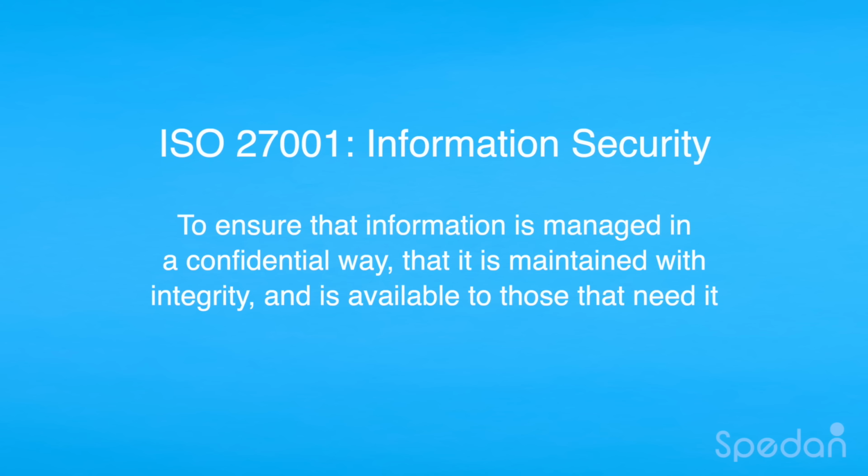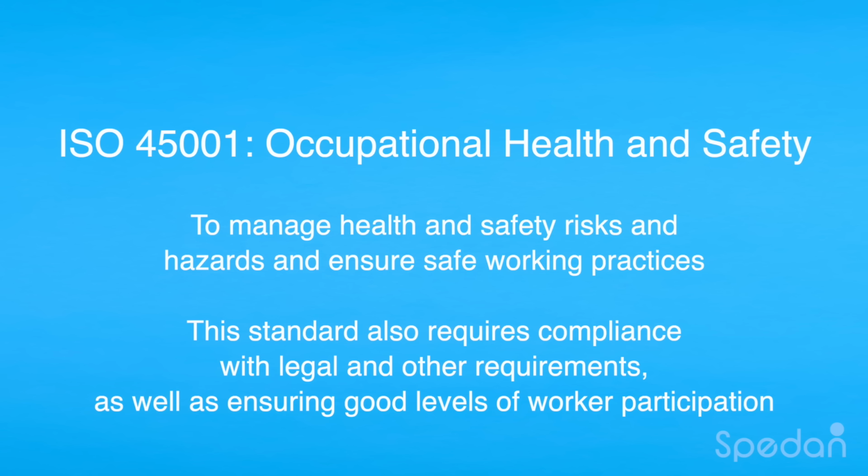With the ISO 45001 system, an occupational health and safety, that system really aims to support you to manage your occupational health and safety systems so that you ensure safe working practices and you meet your legal and other requirements. It also ensures really good levels of worker participation, so getting the feedback from your workers on the best way to manage those issues that could affect health or safety.